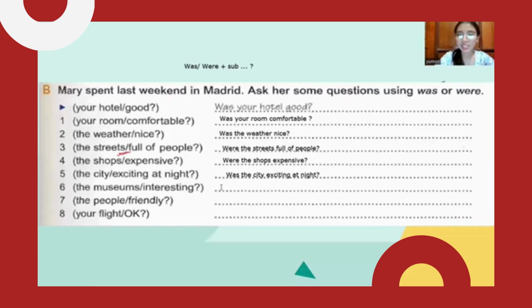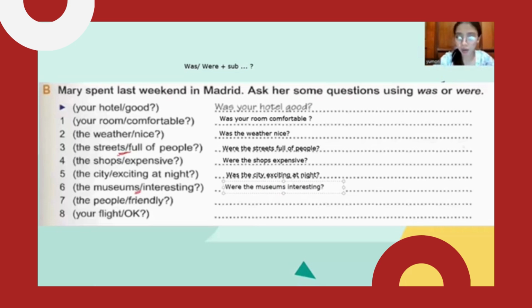And number 6, the museums interesting. Okay. So can you make the question? It's a plural now because we see the "s" in museums, right? So, were the museums interesting?